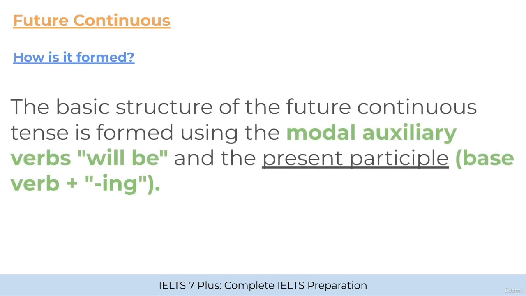How is it formed? Well, we don't just use will for this tense, we also need another modal auxiliary verb, be. And we use them together, will be. Then this is followed by the present participle. So that is the base verb plus that ing. And that ing reflects the continuous ongoing nature of this tense. And we've used it in other tenses, past continuous, present continuous. This present participle reflects that duration.